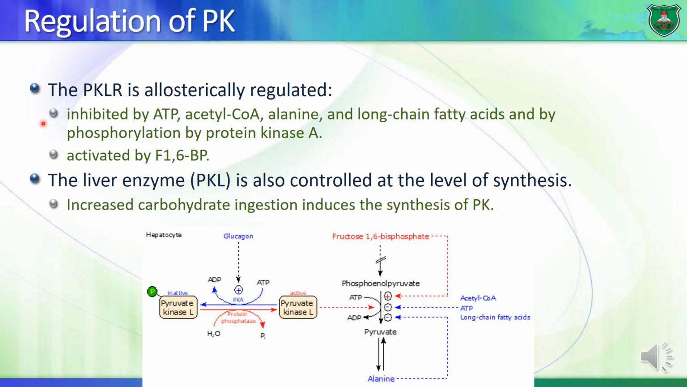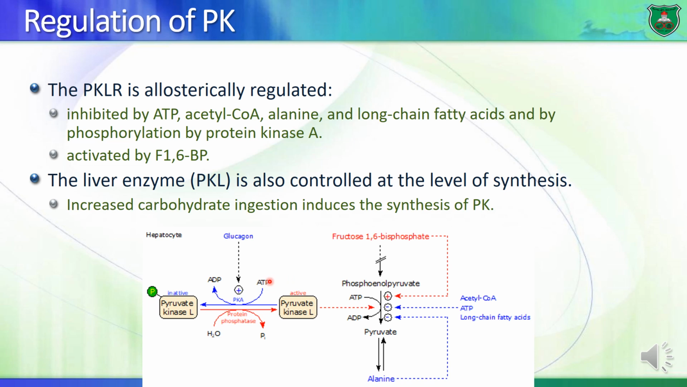Now, pyruvate kinase is also differently regulated in different tissues. So the PKL and PKR isoforms are allosterically regulated. So they are activated by fructose 1,6-bisphosphate, and they are inhibited by high levels of acetyl coenzyme A, ATP, long-chain fatty acids, and alanine. So these are the sources of energy. If they are in high levels, the enzyme is inactivated.